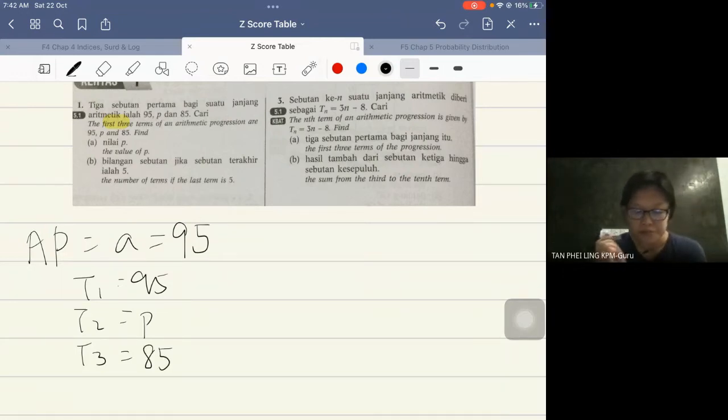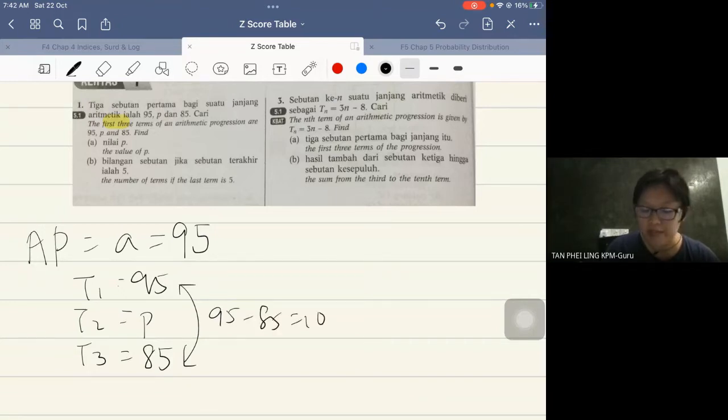When they ask you to find the value of P, this is very easy because between these two, 95 minus 85 gives you 10. So there are 2 gaps in between. Why do I say 2 gaps? Because here you add something, and then you add something again, so 2 times of addition, or we should say 2 times of minus. When I do it like that, I must bear in mind that the number actually gets smaller, so I should add a negative myself.